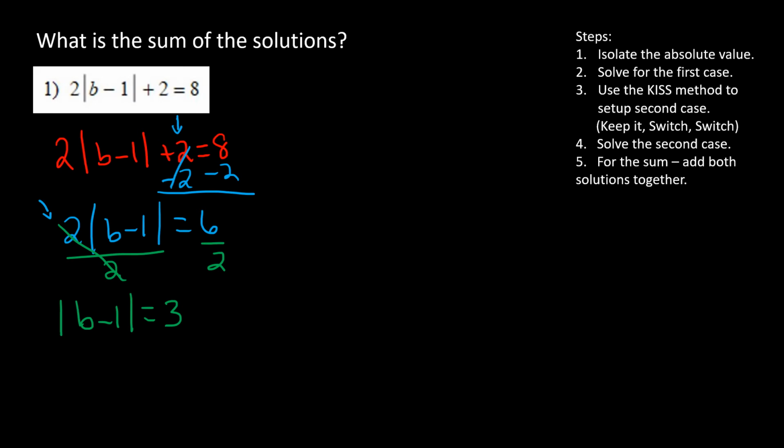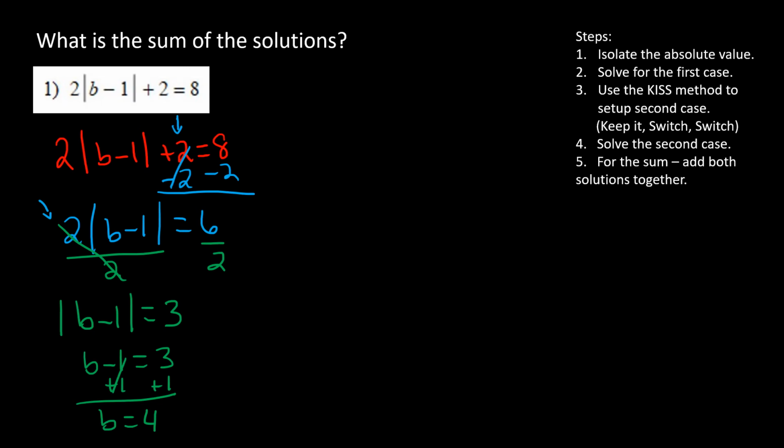And so this one we can easily solve, right? We know the positive case for this. We just drop the absolute value, so we say b minus 1 equals 3. We need to add 1 to both sides, and we get that b equals 4. Now I'm not going to box this because this is not our answer. This is a solution. But remember, the question is asking us to solve for the sum of the solutions. So I have to get the other one.